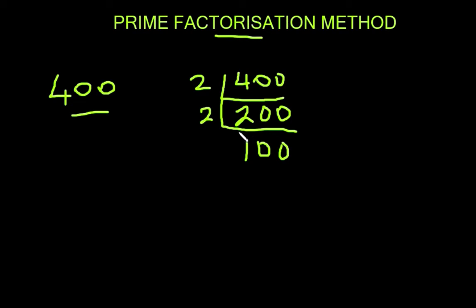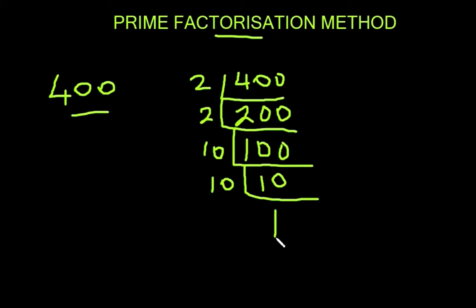Now, just see 100. You can easily say 10 square is 100. So, it is 10 into 10, 100. Now, 10 into 1 time. That's it. We are done with the process. Now comes the important step. Just write down these numbers. What are the numbers? 2 into 2 into 10 into 10.